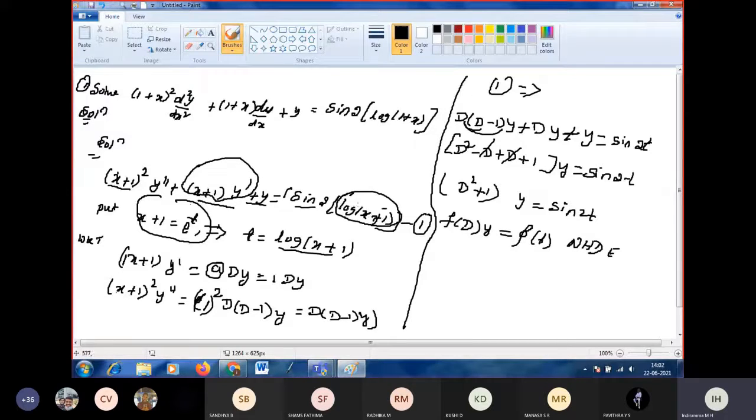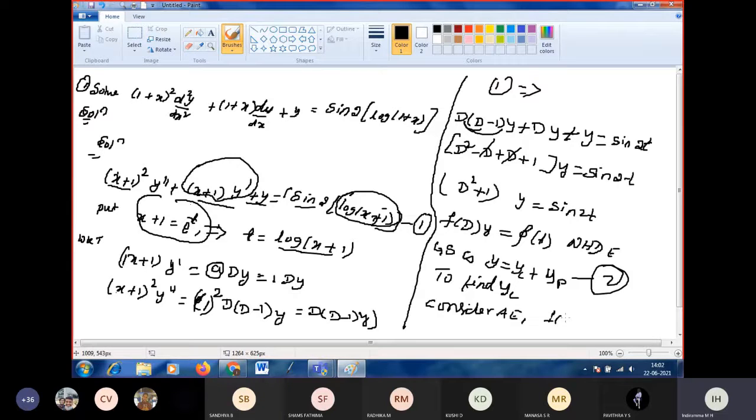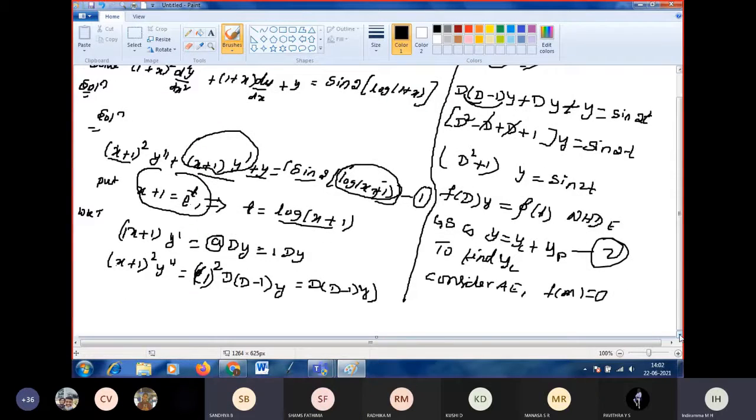Then what is the general solution? y = yc + yp. What is the equation number? 2. To find yc, what should we do? Consider the auxiliary equation, f(m) = 0. What is f(m)? m² + 1 = 0.